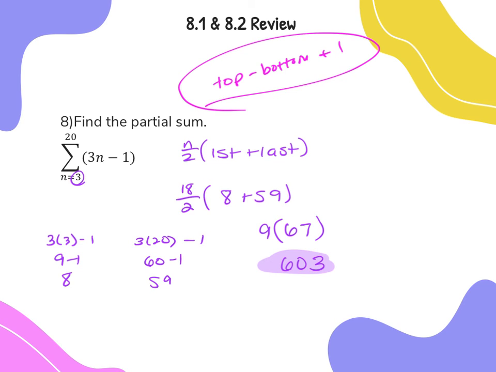And what would you do if it's 0 at the bottom? If it was 0 at the bottom, it'd be one more than the number. Yep, one more than the number. Okay.